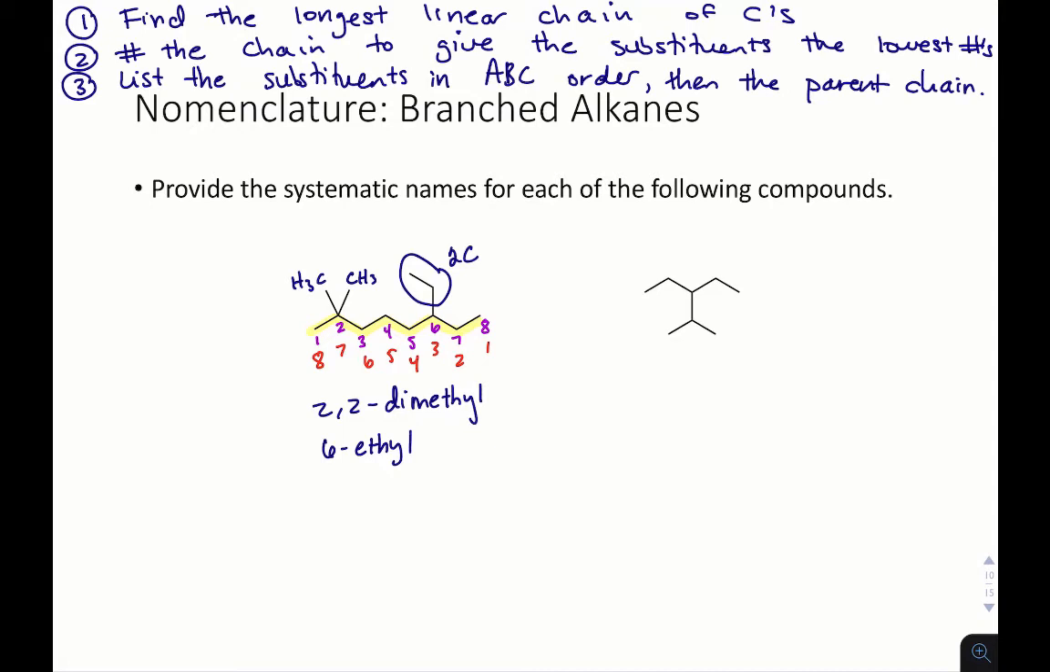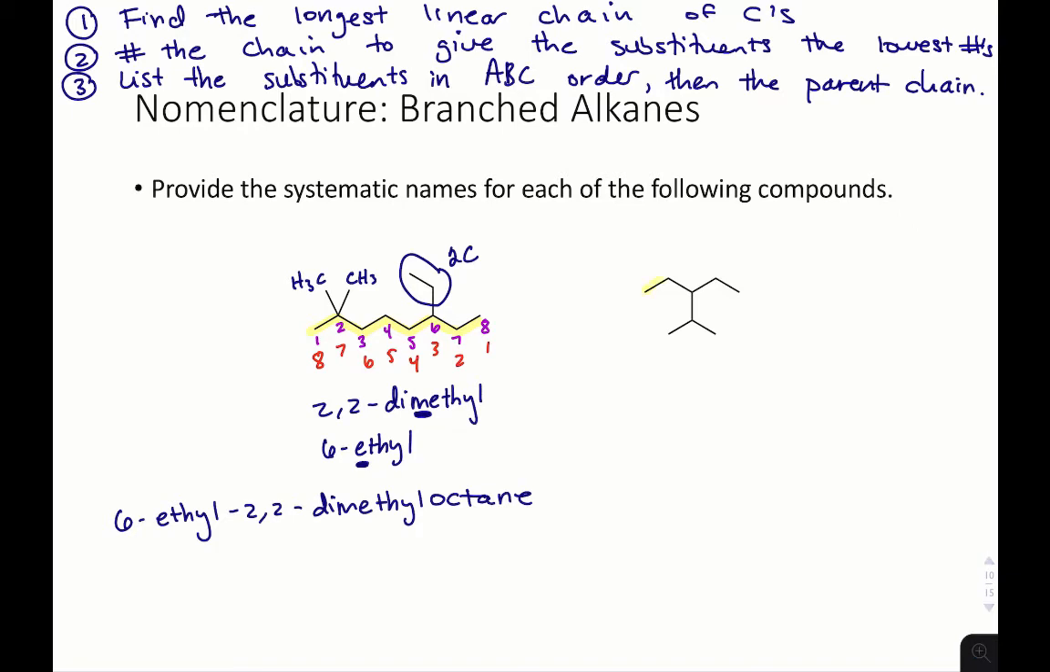So now how to string all of this together? Well, you want to do it in alphabetical order, and you are alphabetizing by the name of the substituent. So you're not alphabetizing by the D in di. It's by the M in methyl and the E in ethyl. So this would be 6-ethyl-2,2-dimethyl, and then we list the parent chain, and that's octane, because we have 8 carbons, and ane because there's only single bonds.